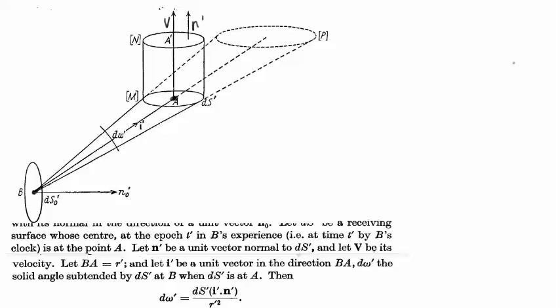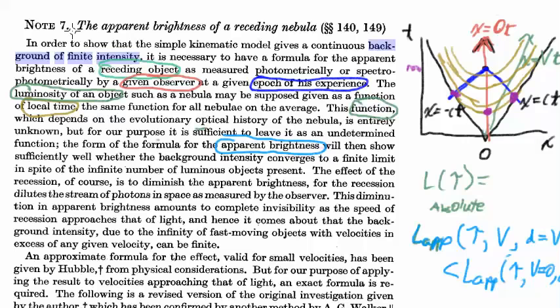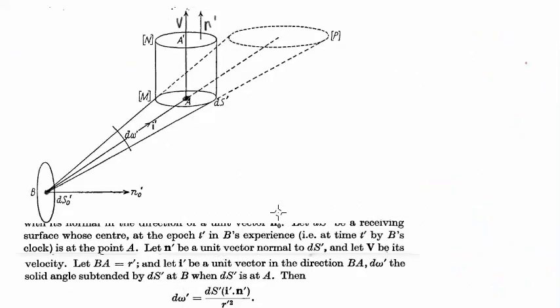Okay, this is part 3 of trying to read Milne. It's Appendix 7, the apparent brightness of a receding nebula, and this I am saying is a prediction of the cosmic microwave background radiation from 1935. This is part 3, and I'm continuing where I left off.